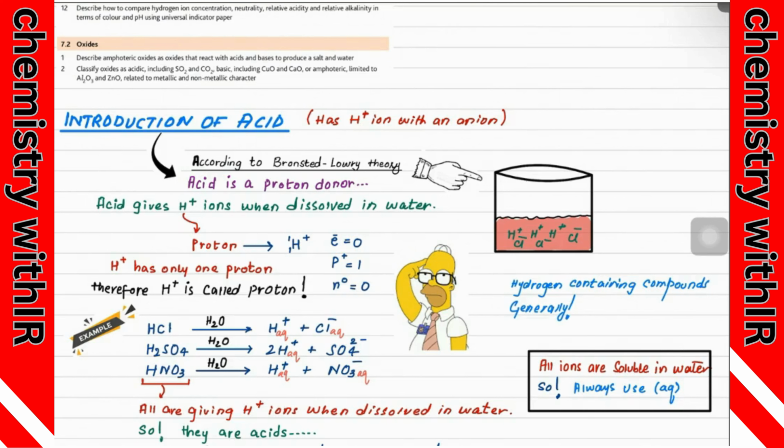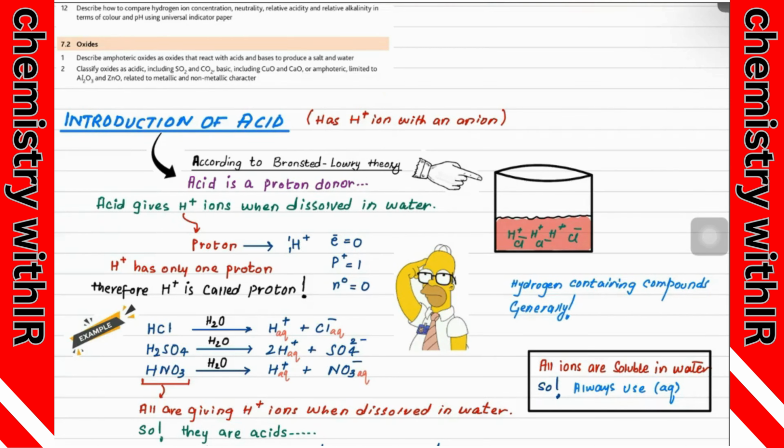So acid is a substance which gives H positive ion. Whether you have HCl, H2SO4, or HNO3, remember all the acids are going to have this ion that is called H positive ion. This is also known as proton.